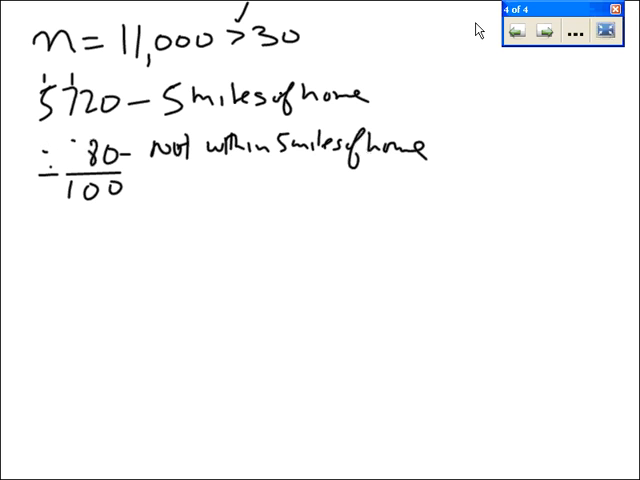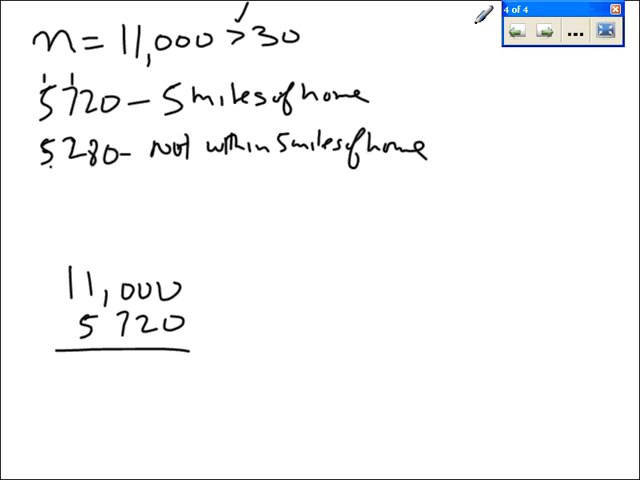Let's make this 52, I think. Yeah, that's better. So 5,280 were not within 5 miles of the home. If you take 11,000 and take away the 5,720, you will get 5,280. Okay, 5,280.